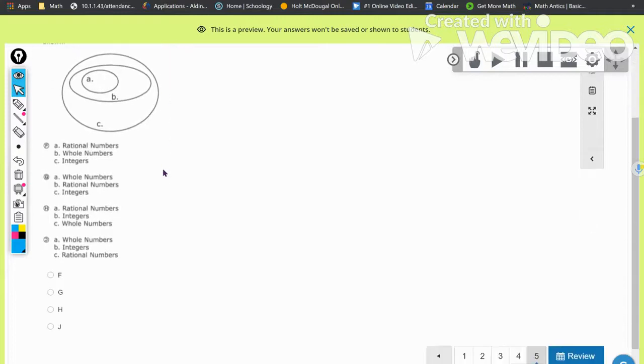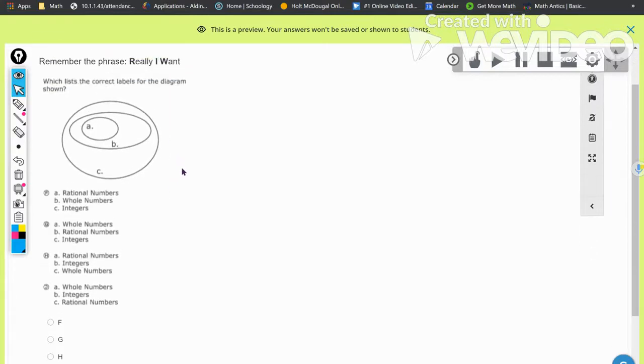So this is about classifying rational numbers. So the phrase I said to remember is "R-I-W." The R stands for rational numbers, I stands for integers, and W is whole numbers. Remember, whole numbers is your smallest group of numbers because these are just positive whole numbers and 0. So an example of a whole number would be 3, 6, and 47. Those are all whole numbers.